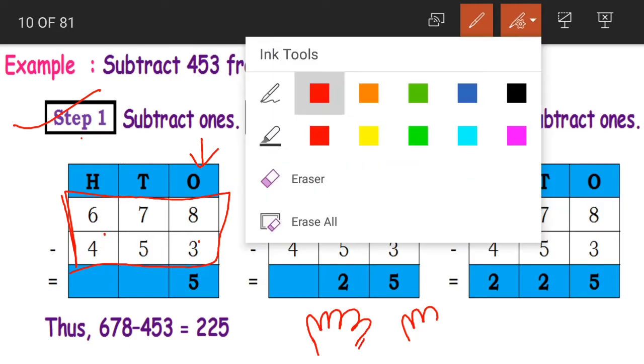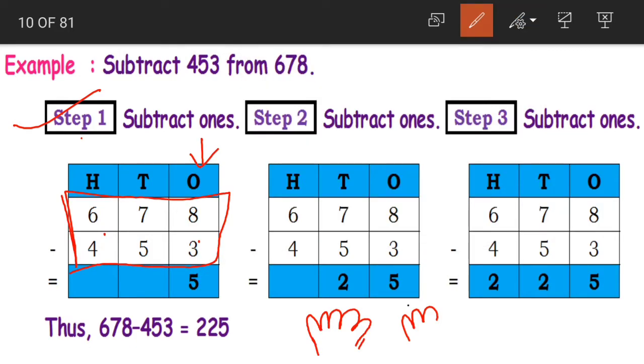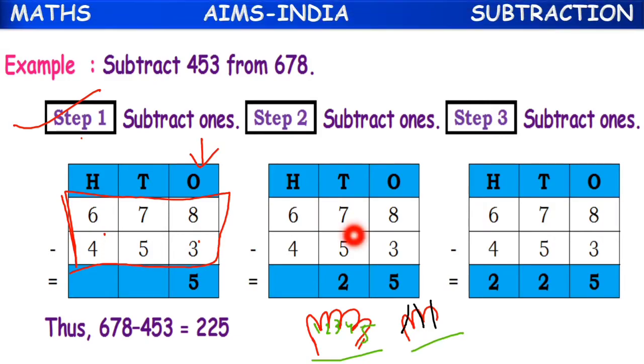8 fingers. From that we need to close 3 fingers. 1, 2, 3. Now how many fingers are we left with? 1, 2, 3, 4, 5. Yes, 8 minus 3 is equal to how much? Is equal to 5. Clear children?